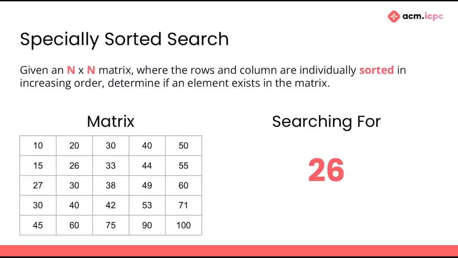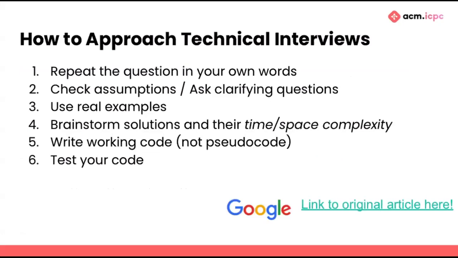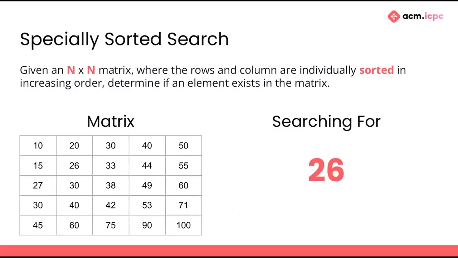Specially sorted search. Given an n by n matrix, where the rows and columns are individually sorted in increasing order, determine if an element exists in the matrix. For starters, if we go back to step 1, repeating the question in your own words, I've kind of made it easy, but if we were to pick out the important details in this question, what would they be?